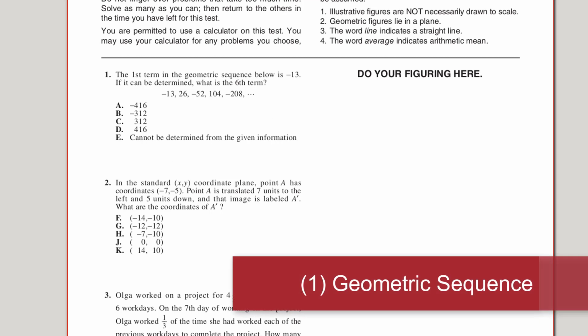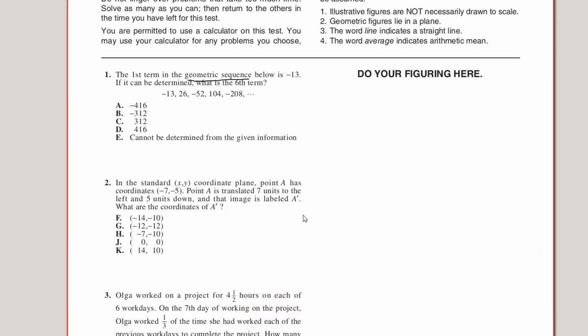Question number 1 states that the first term in the geometric sequence below is negative 13. If it can be determined, what is the 6th term? We're given 5 terms here, and we're looking for the 6th term. We have a clue in our wording that this is a geometric sequence, a sequence being a pattern to go from negative 13 to 26 to negative 52. We want to find what that pattern is, and because it's geometric, we know that we're going to get that by multiplying or dividing by a number to get from one number to the next.